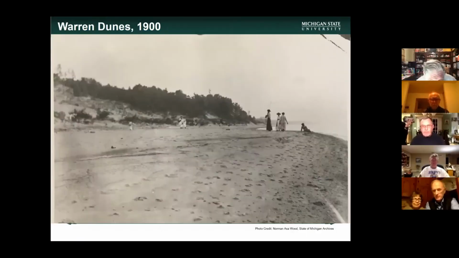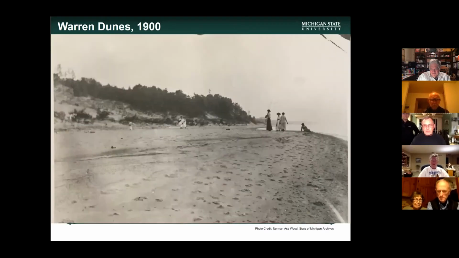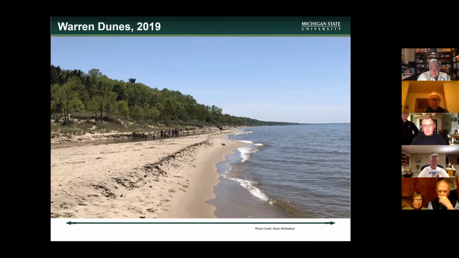All right. This is Warren Dunes in 1900. One of the things about this shot is that it makes you realize what people were willing to wear to the beach in 1900. You don't see that today. But there's Warren Dunes in 1900. And again, you're trying to line things up. How does this tree line here work? Is there anything here that you can go, okay, I see where that's at in my field of view and so on. So there it is 1900, and there it is today, 2019.